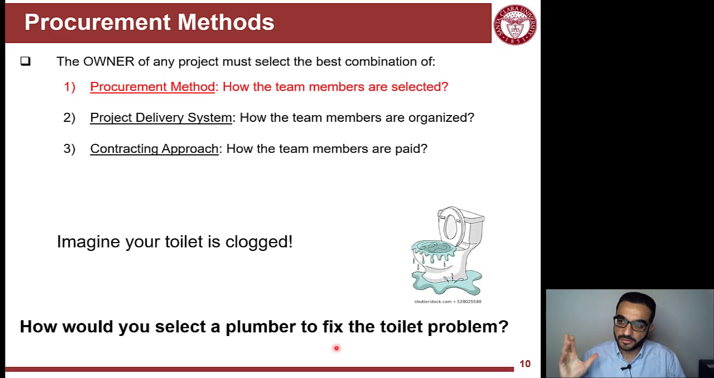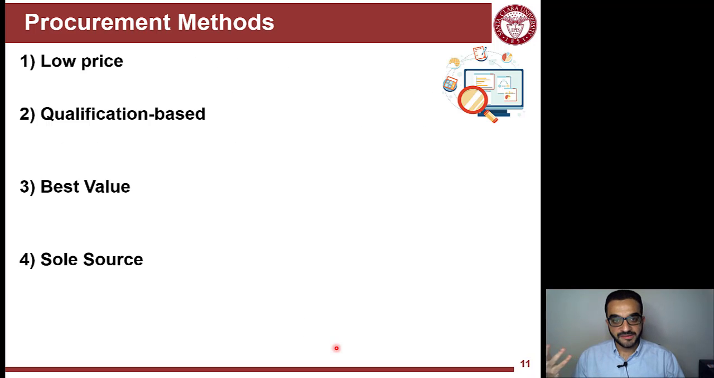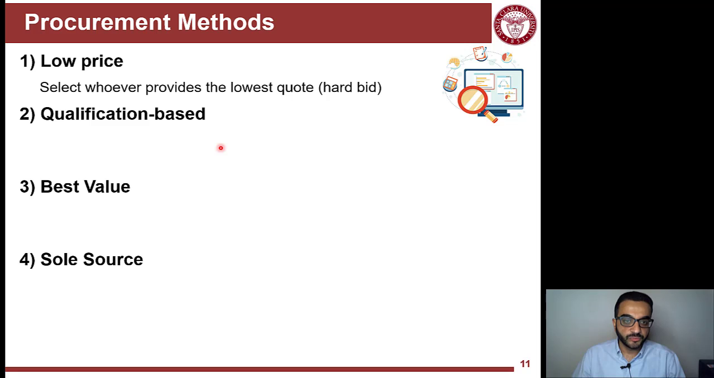How are you going to select this plumber? So take a moment and think: how can I select a plumber for this job? What are the ways I can select a plumber? What is the mental process that I will use to select a plumber? So after some thought, you think, I can select a plumber based on lowest price. So I can call people and tell them, give me a quote, and I'll select the one that gives me the lowest quote, right? And that's what we call bidding.